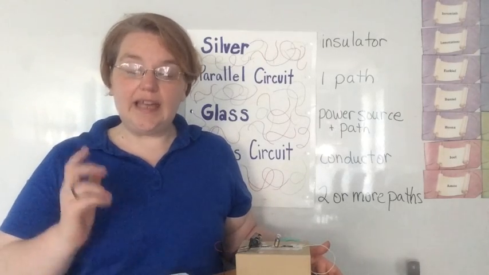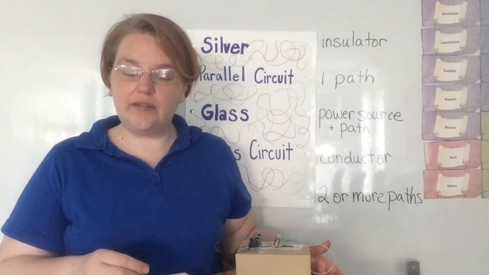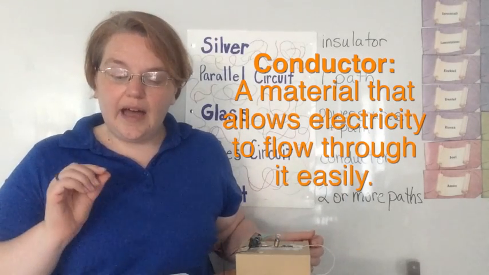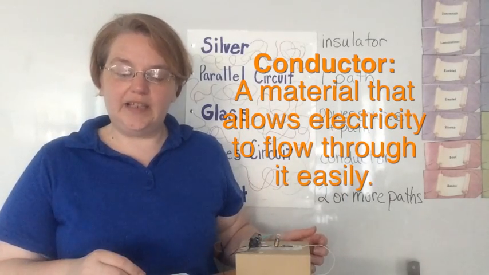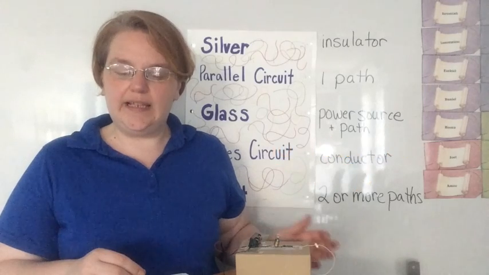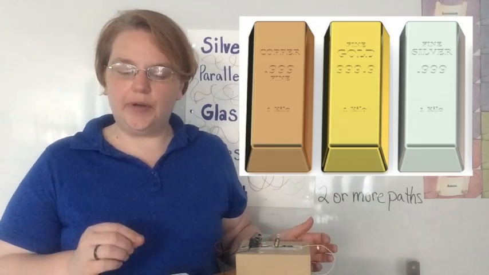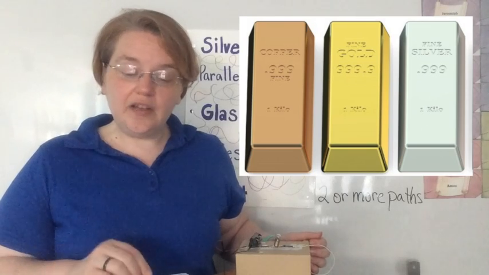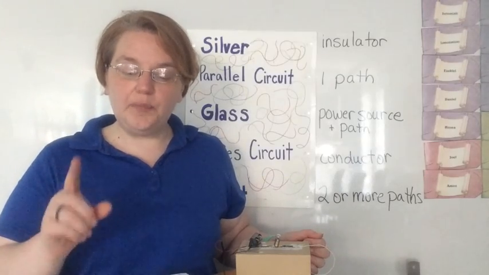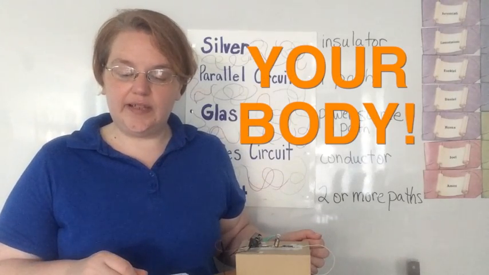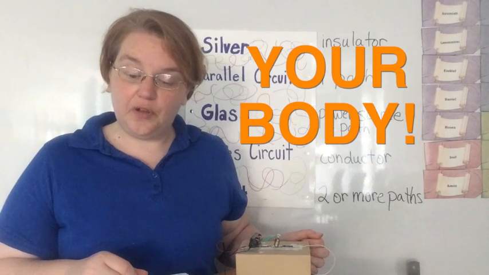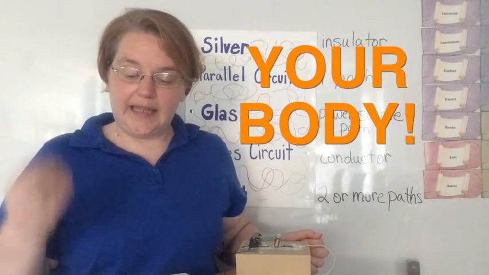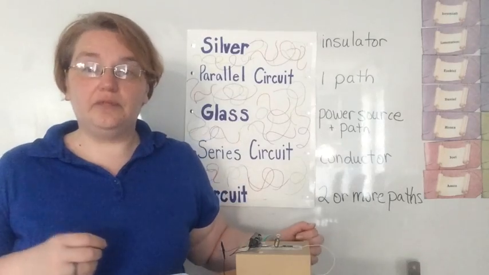Current electricity can move through many types of materials. A conductor, which is one of our words up here, is a material that allows electricity to flow through it easily. Metals such as copper and silver are good conductors. However, metals are not the only conductors. Your body can also conduct electricity. That is why you need to be careful when you use electricity. Electric shocks can injure or even kill you.